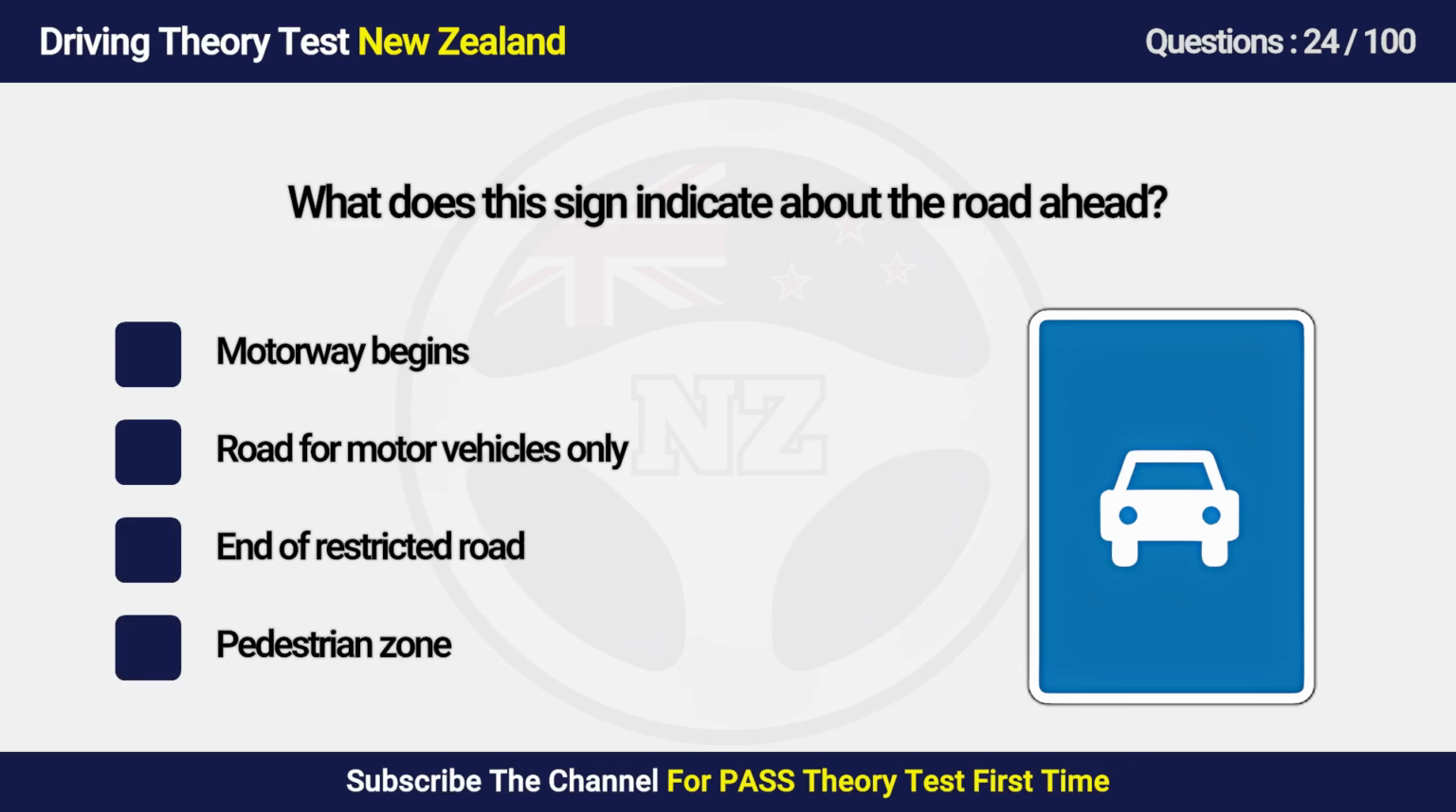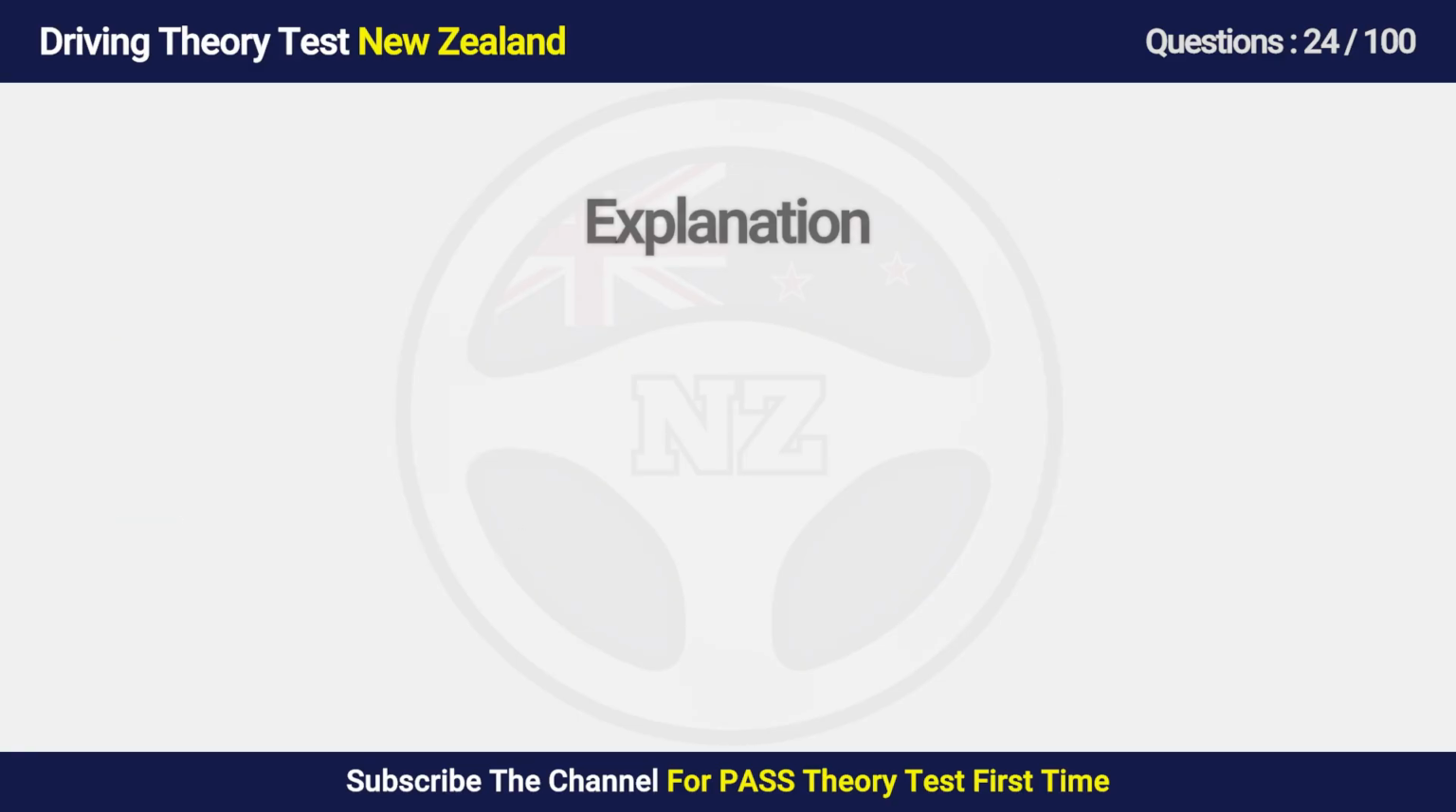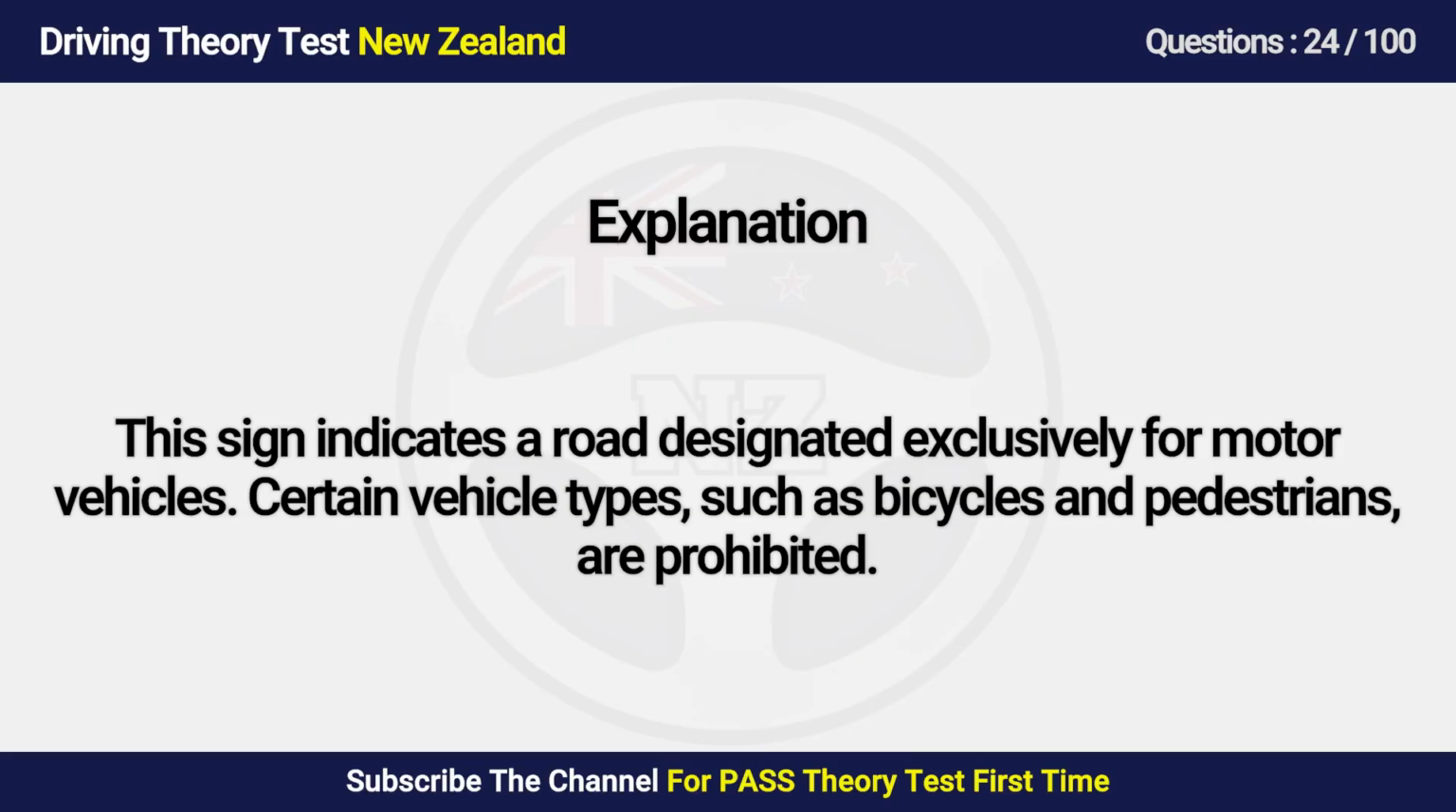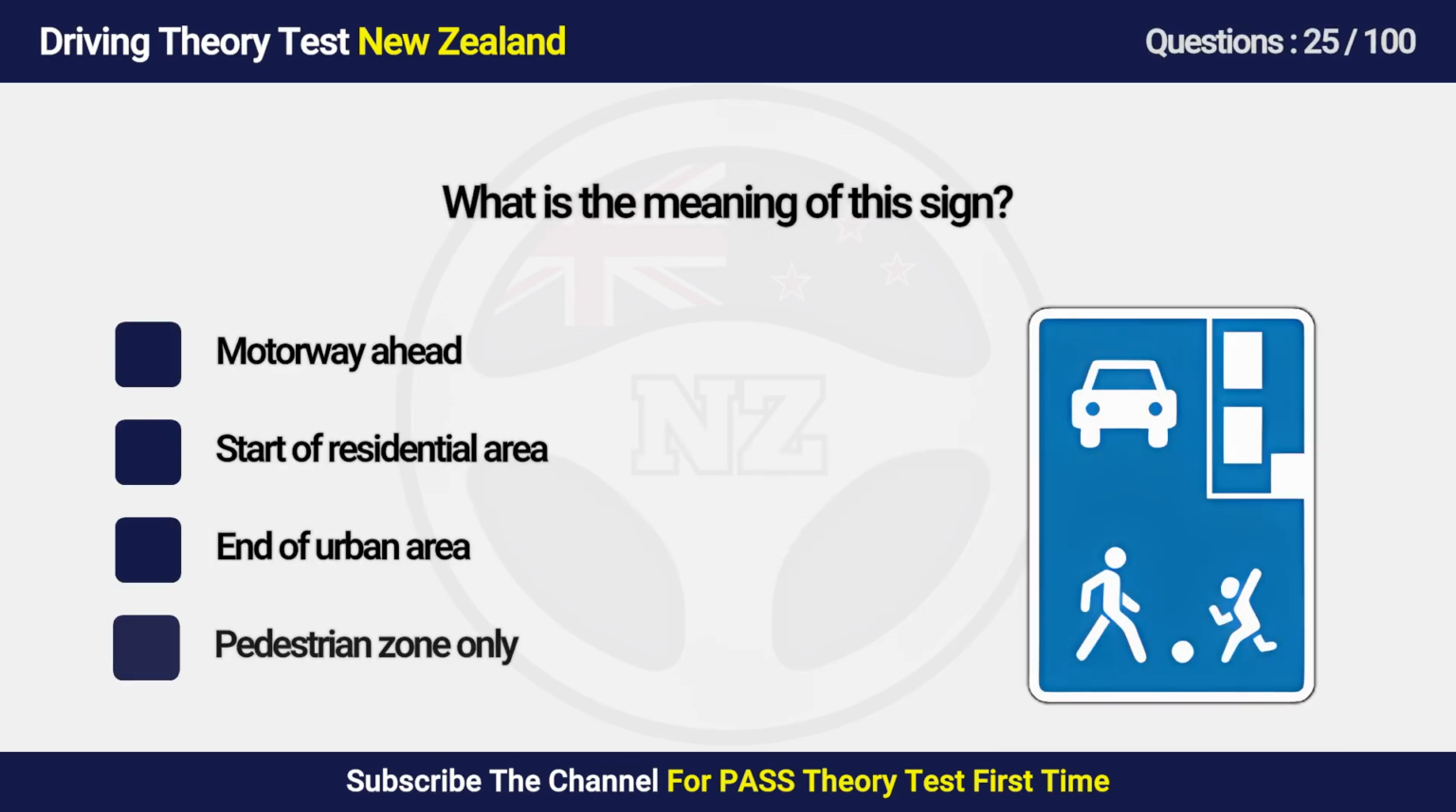A. Motorway begins. B. Road for motor vehicles only. C. End of restricted road. D. Pedestrian zone. Answer is B. Road for motor vehicles only. This sign indicates a road exclusively for motor vehicles. Certain vehicle types, such as bicycles and pedestrians, are prohibited. Question 25. What is the meaning of this sign?